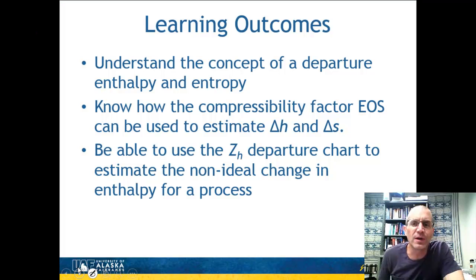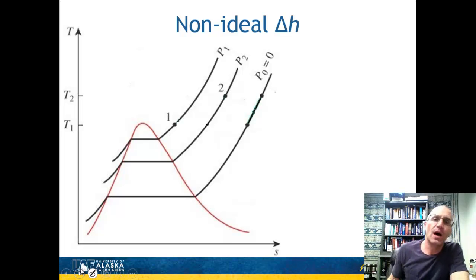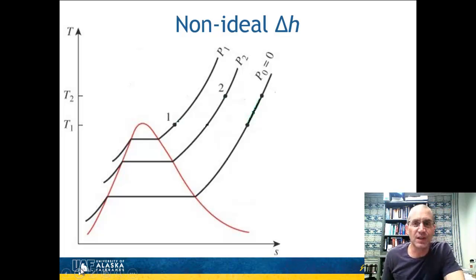Here are the three learning outcomes. At the end of this video, you'll understand the concept of a departure enthalpy and a departure entropy. You'll know how the compressibility factor equation of state can be used to estimate delta H and delta S. And then you'll be able to use the ZH departure chart to estimate the non-ideal change in enthalpy for a process. All right, so let's talk about non-ideal changes in enthalpy.